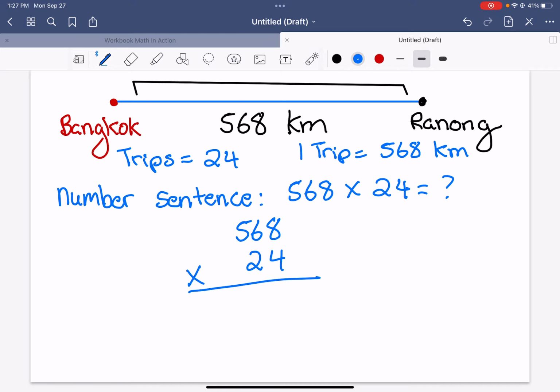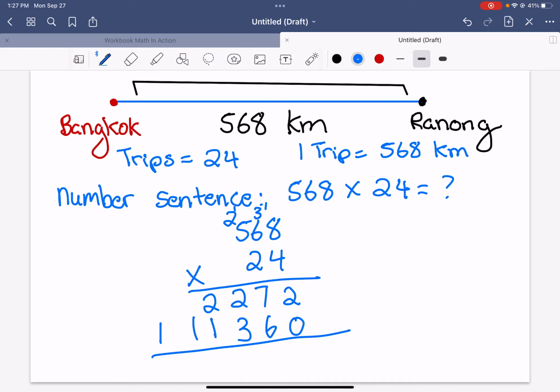8 times 4, 32. Carry over 3. 6 times 4, 24, plus 3, 27. Carry over the 2. 5 times 4, 20, plus 2, 22. 0. 8 times 2, 16. Carry over the 1. 6 times 2, 12, plus 1, 13. Carry over the 1. 5 times 2, 10, 11.